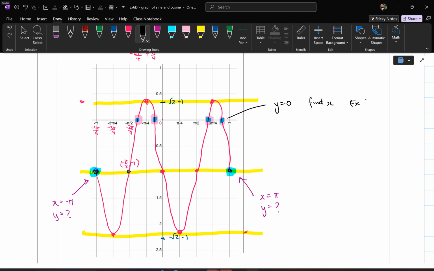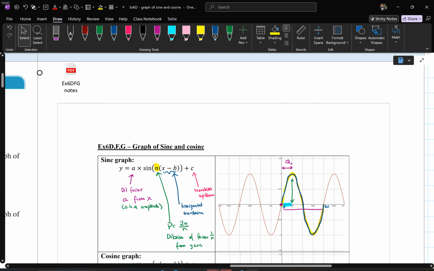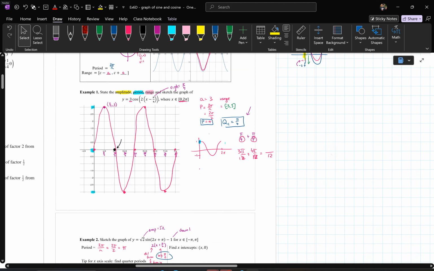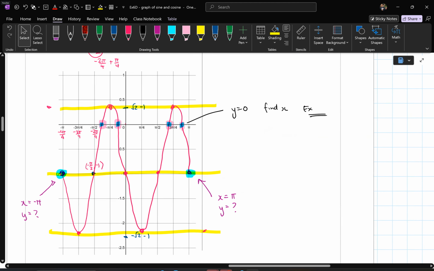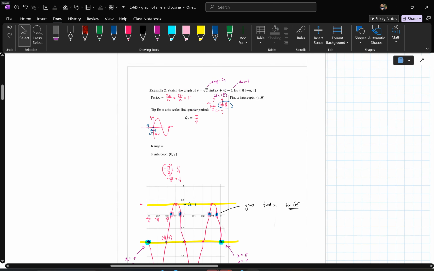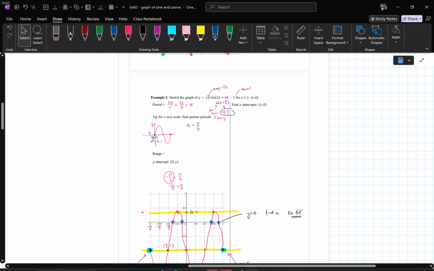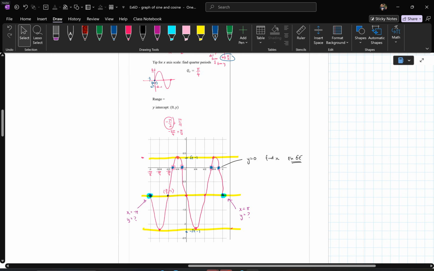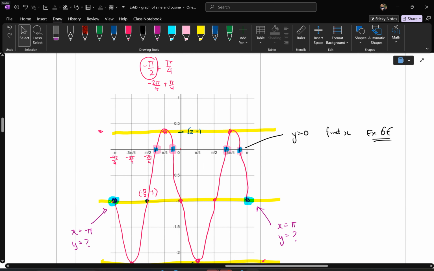Now this is exercise 6D and 6E, I think. I'll say 6E. So if you haven't practiced 6E, then the sketching part will be tougher. Okay, so I gave a side of the page over here, finding x-intercepts, so you're practicing 6E to get your x-intercepts, but in terms of the shape, that's what I mean by quarter cycles. So the quarter cycle should help you find maximum and minimum.